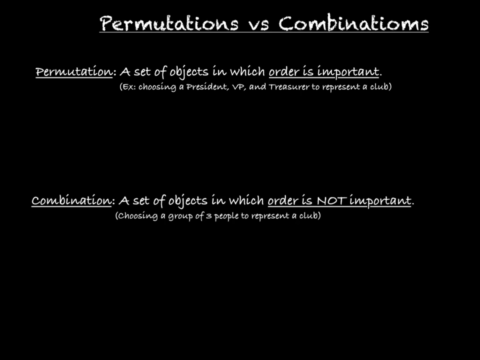Okay, so let's take a look at an example with each of these. We'll start with a permutation. Let's suppose we have 10 people in our club and we want to choose the president, vice president, and treasurer. Well, what we're really doing is we're picking a position for president, a position for vice president, and a position for treasurer.